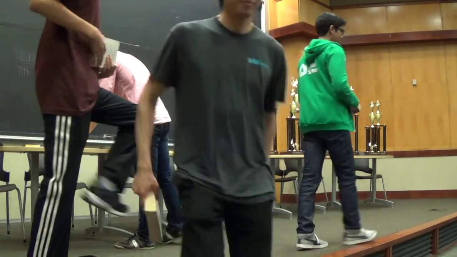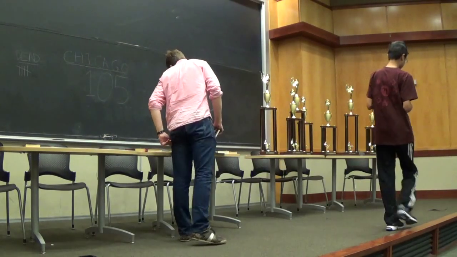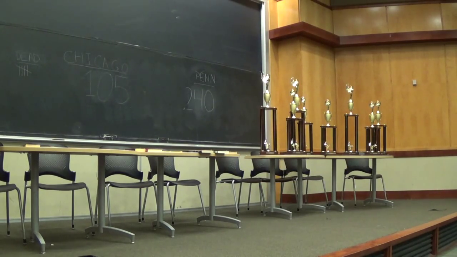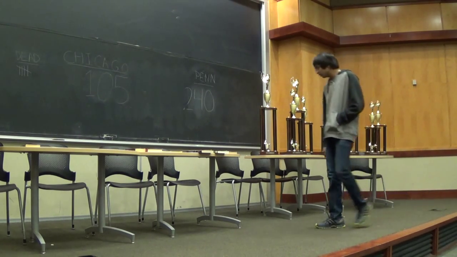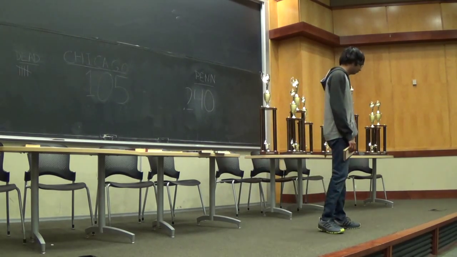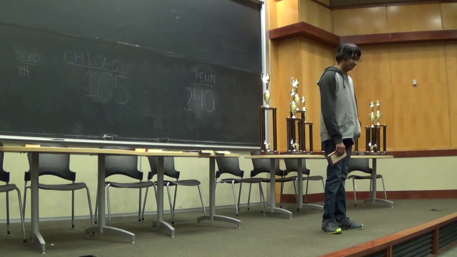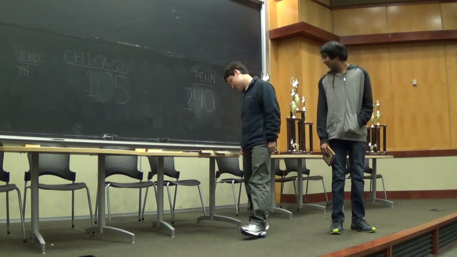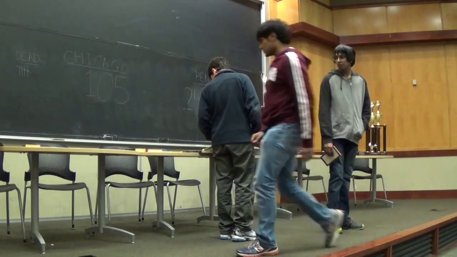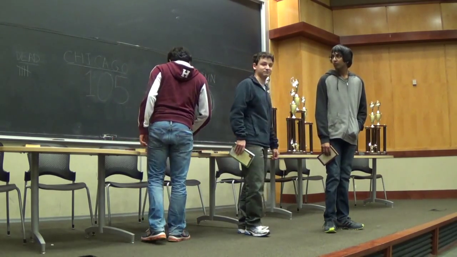And lastly, the top 4 D2 only scores. Number 1, Asim from Berkeley. Number 2, Julian from MITB. Number 3, Vimal from Harvard. And number 4, Sid from Michigan A.